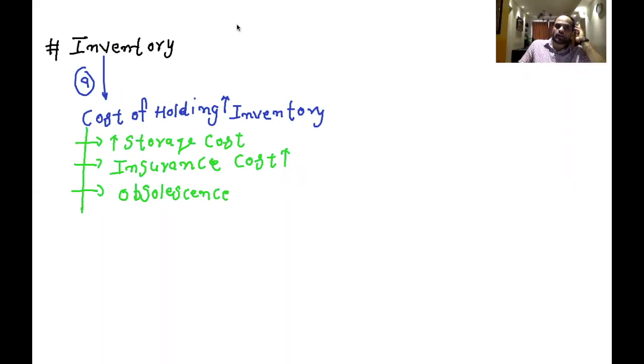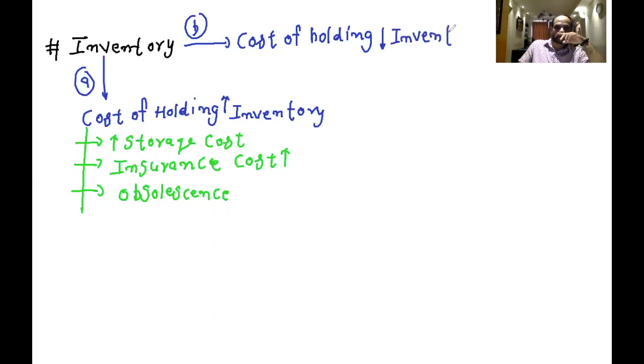Next is B, which is the cost of holding low inventory. If you hold less inventory, what will happen?